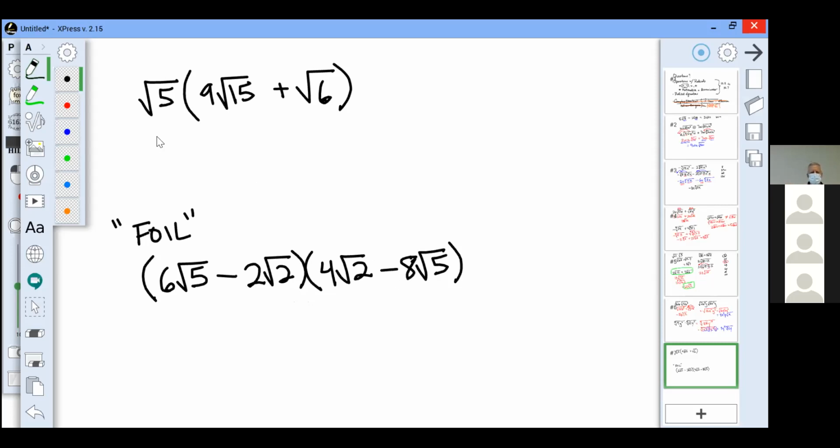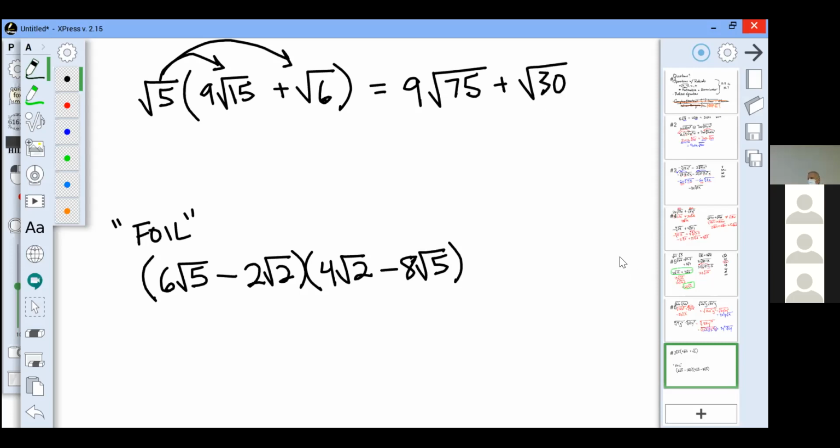Okay, so this is just a distribute problem. So we're going to multiply into the quantity. So it's a multiplication problem. And 5 times 15 is 75. And 5 times 6 is 30. Because they're both under radical, anything under a radical can be multiplied together as long as the index is the same. Okay? Numbers out in front of the radicals are going to be multiplied together because they're out in front of radicals.